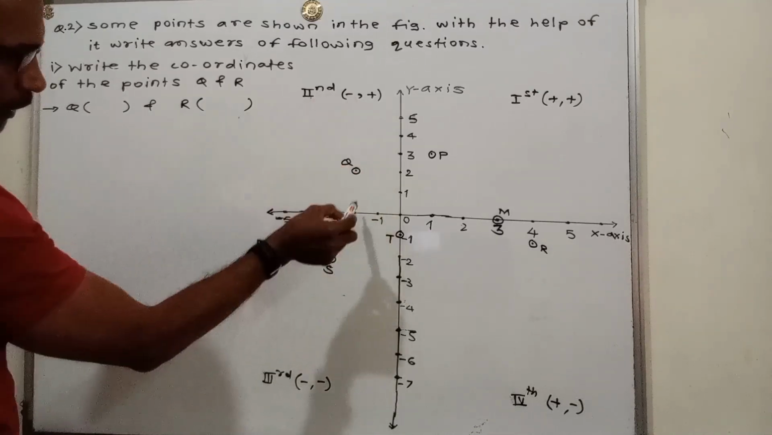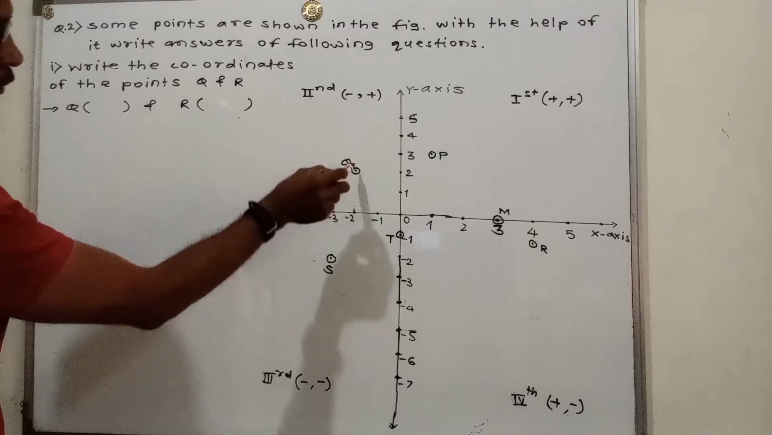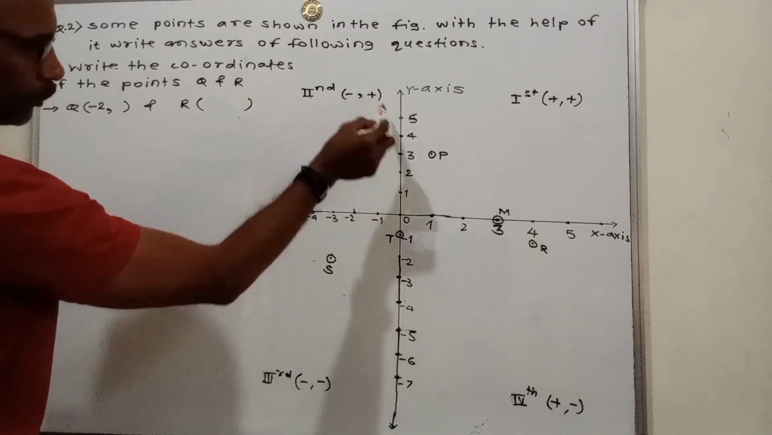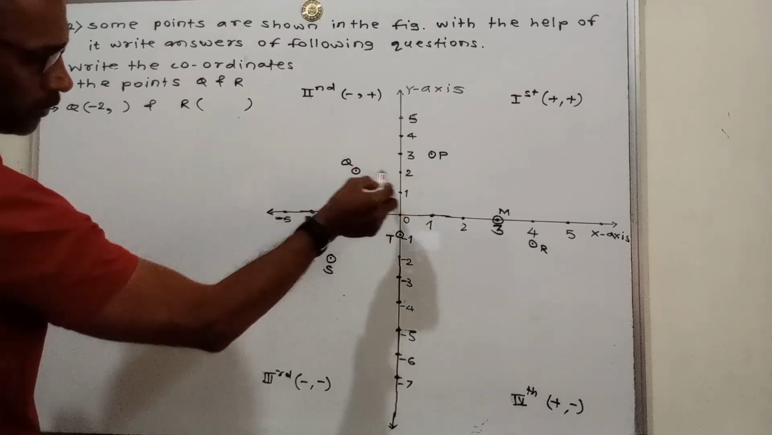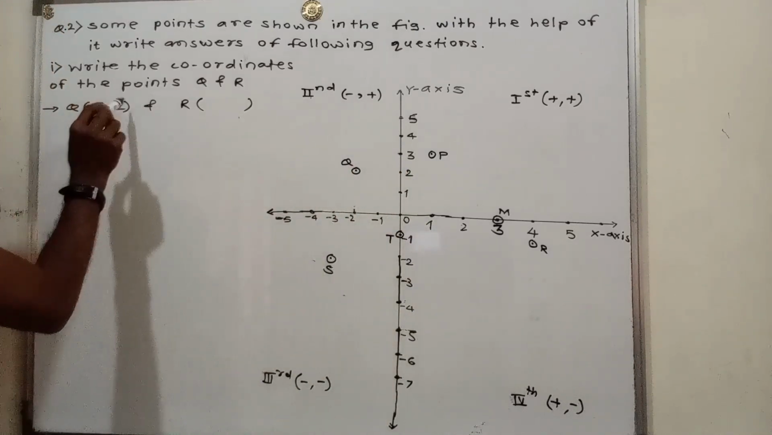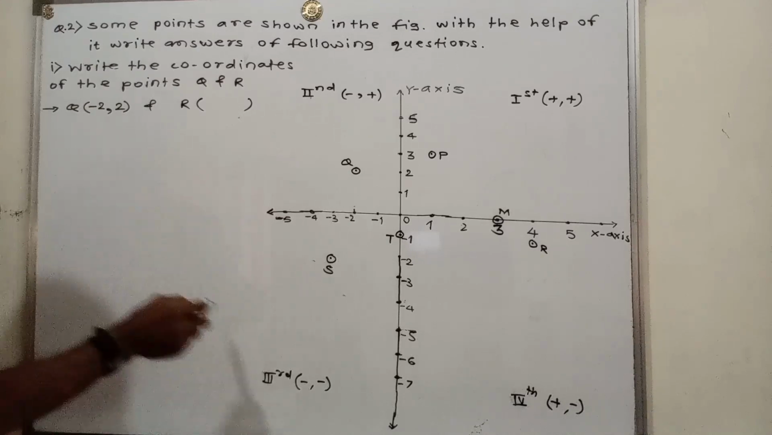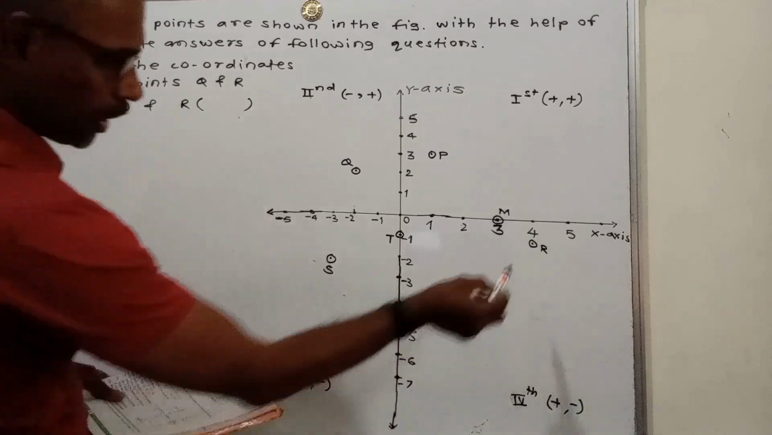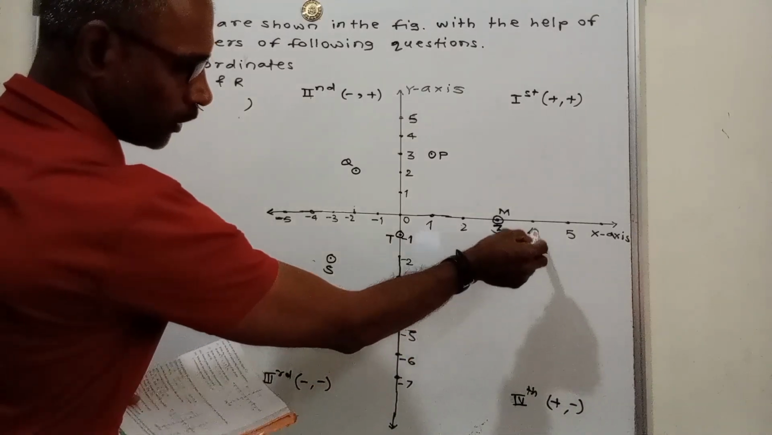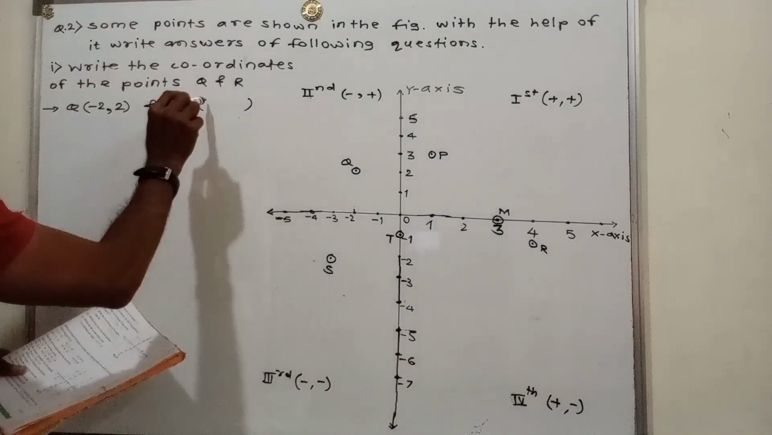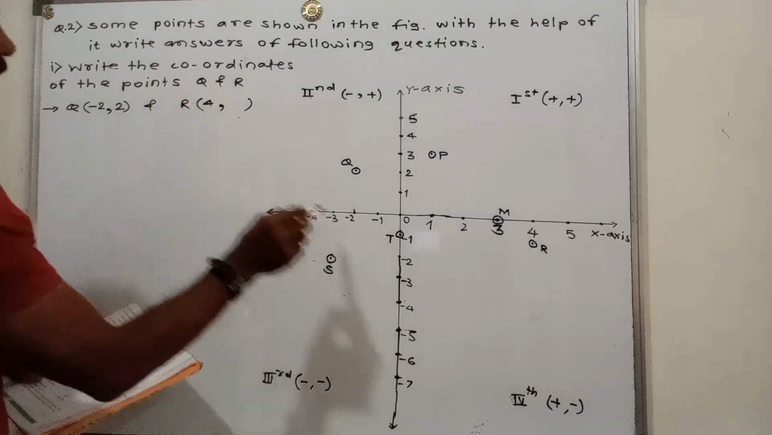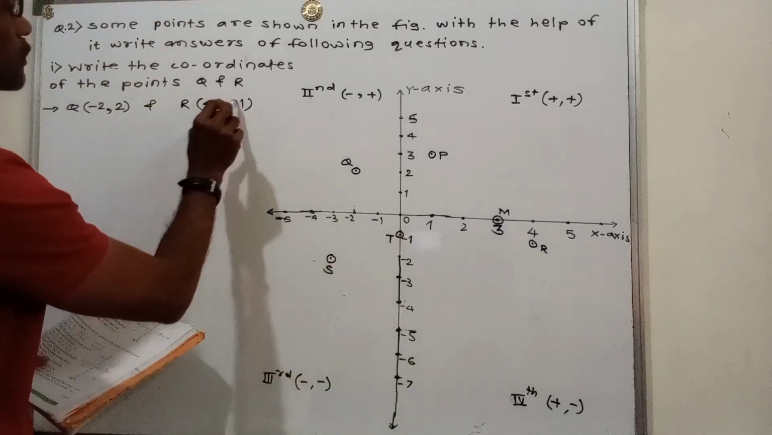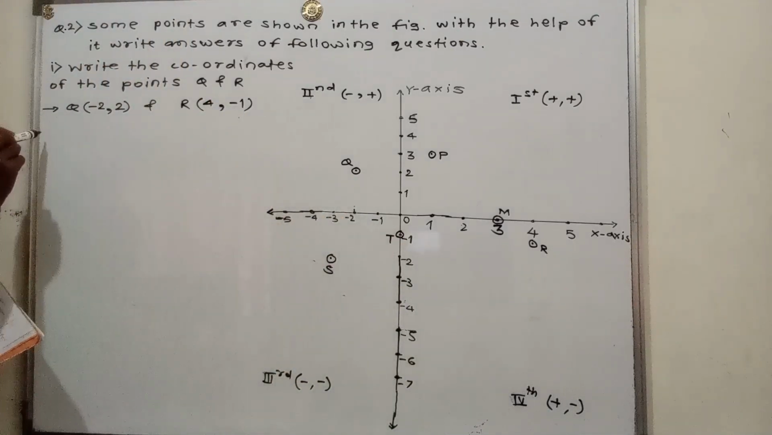See this Q. This is in the second quadrant. So, X coordinate is negative. What is that? -2. And Y coordinate, what is? 2. Did you get it? Then R, where is R? R, see this. X coordinate 4, comma, Y coordinate -1. This is our answer.